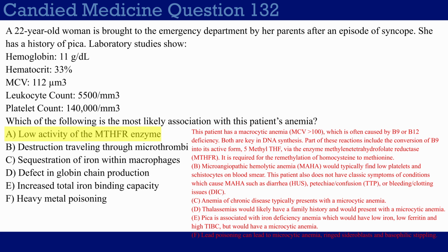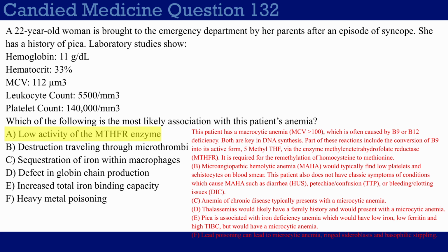And once again, choice F, heavy metal poisoning. Well, this can imply a number of different heavy metals, but usually it would be referring to lead poisoning on USMLE, which also leads to a microcytic anemia. You could also see ring sideroblasts and basophilic stippling.